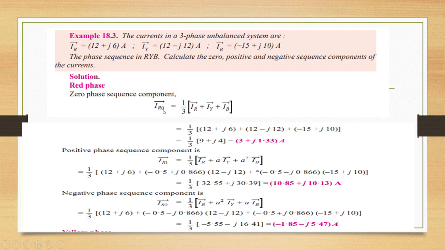Zero phase sequence component IR0 is one third of IR plus IY plus IB. That is one third of 12 plus J6 plus 12 minus J12 minus 15 plus J10. So it is becoming 3 plus J 1.33 amps.